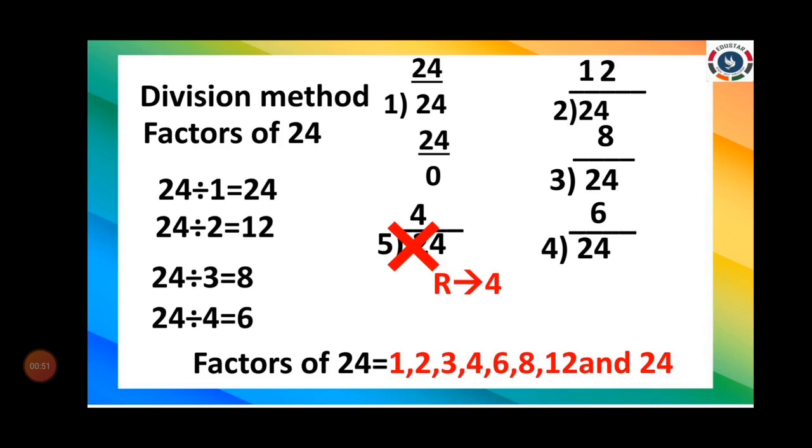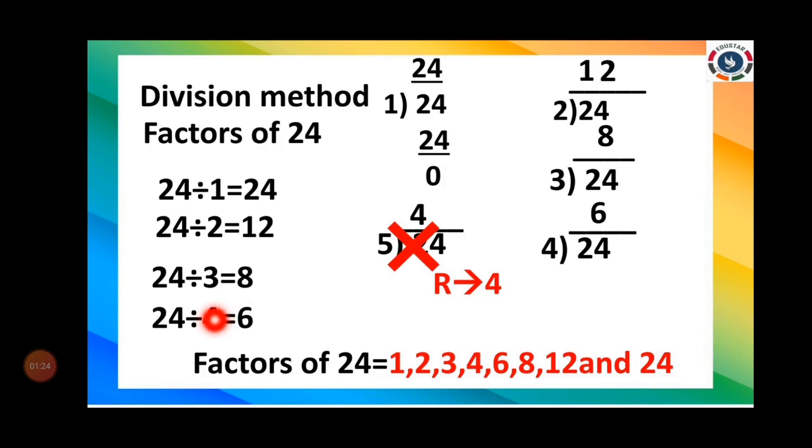Now we are going to use the division method to find the factors of 24. 24 divided by 1, 1 is common for all, so you get the same value. 24 is an even number, so we can divide by 2, and you will get 12. And 24 divided by 3, it is in the 3 table also, it is divisible by 3, you will get 8. And 24 is in the 4 table also, you divide by 4, you get 6.